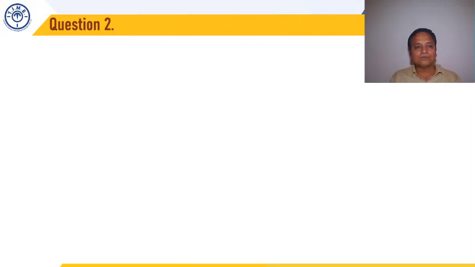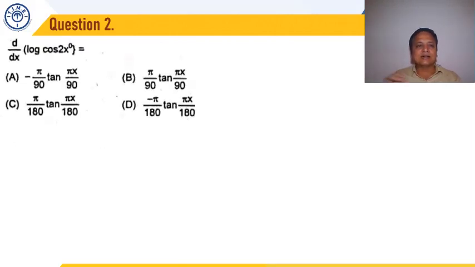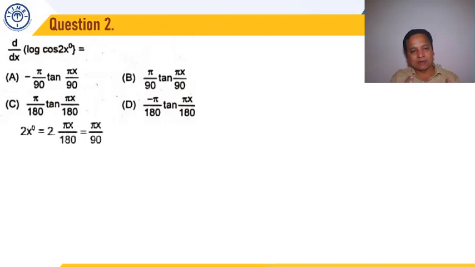Moving to question 2. It says differentiation of log cos 2x degree. First we have to convert x degree into x radian. It should be in radians. So we say 2x degree is 2 into pi x by 180 degree. 180 degrees is pi radians, so we multiply by pi by 180. So this becomes pi x by 180. So it comes in radians.